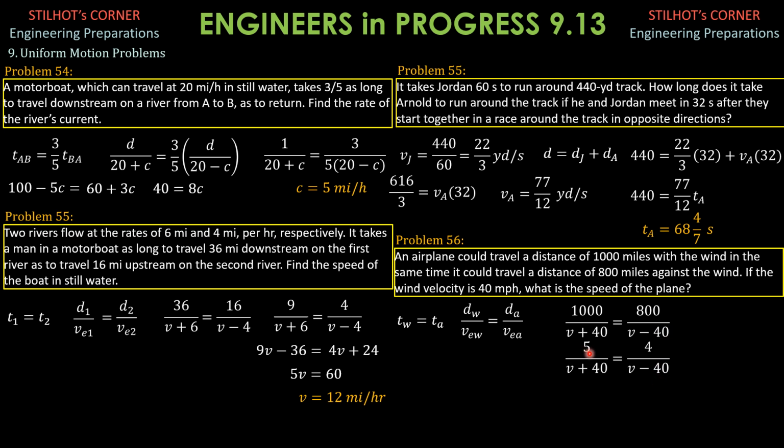Cross multiply: 5V minus 200 equals 4V plus 160. So 5V minus 4V is V, and 160 plus 200 is 360. Therefore, V is 360 miles per hour. So that's it for this video.